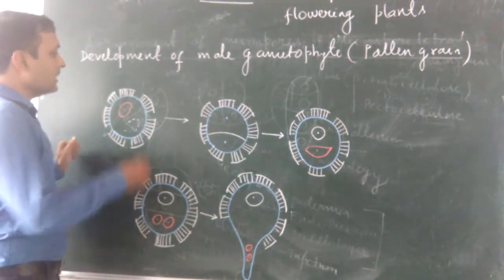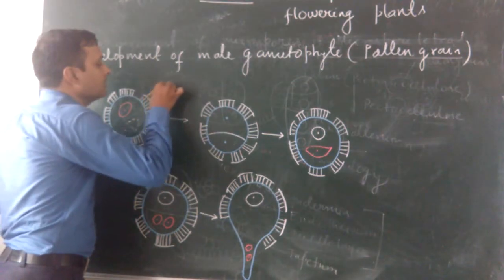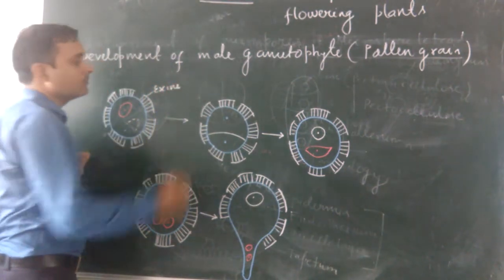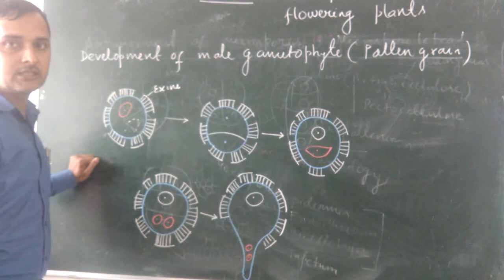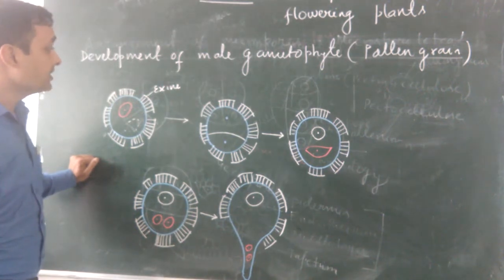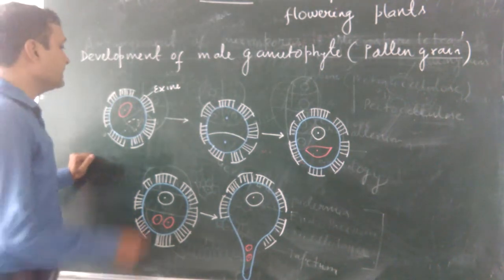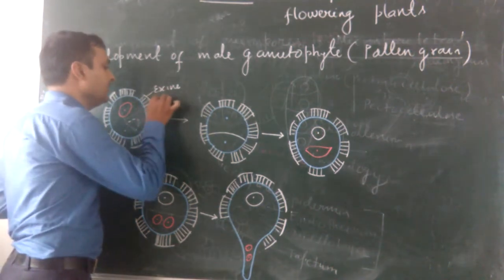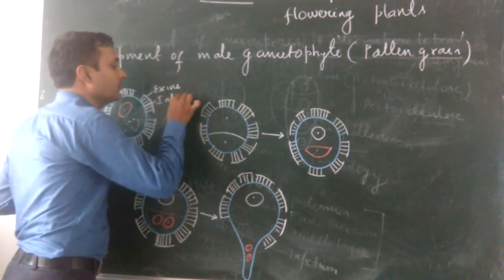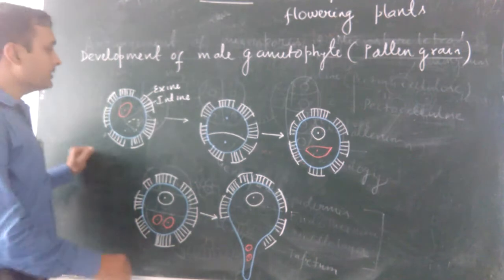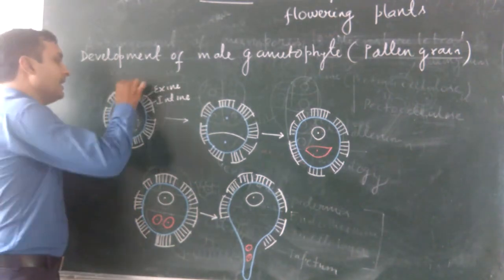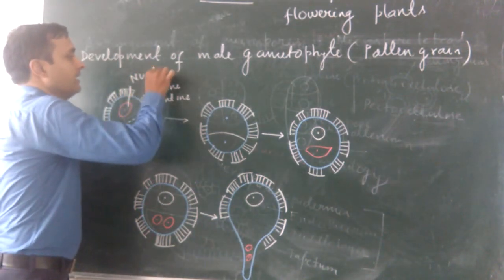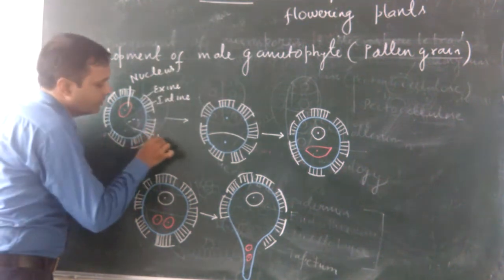The pollen grain has two layers. The outer layer is known as exine, made up of the most resistant substance in nature, known as sporopollenin, and the inner layer is known as intine, made up of cellulose. Each mature pollen grain contains a nucleus and a vacuole.